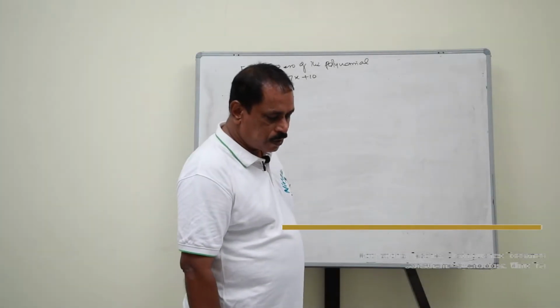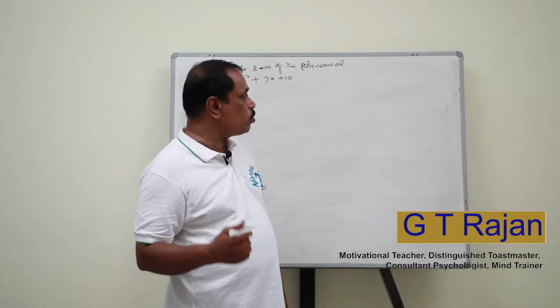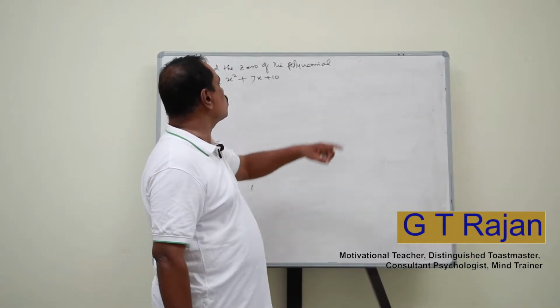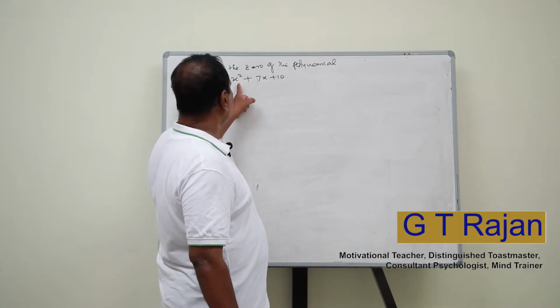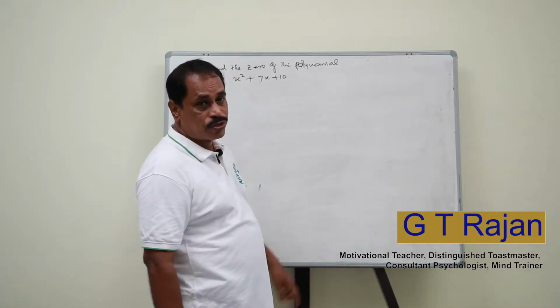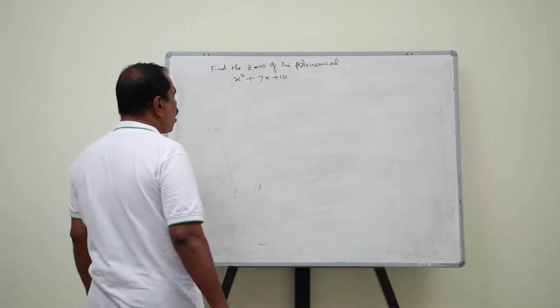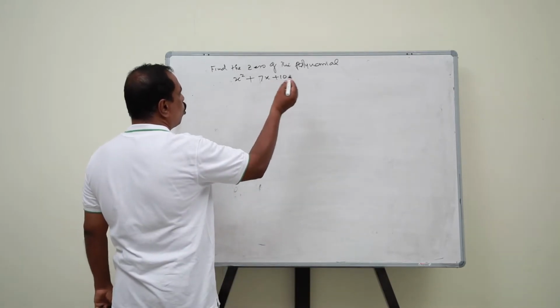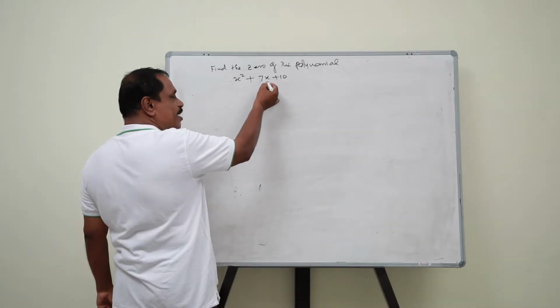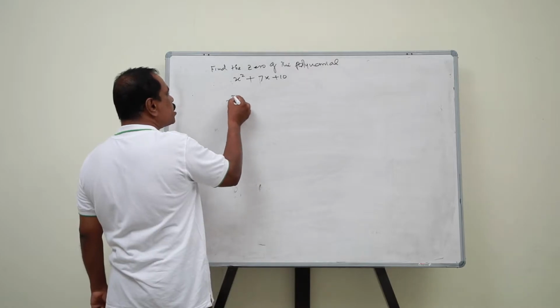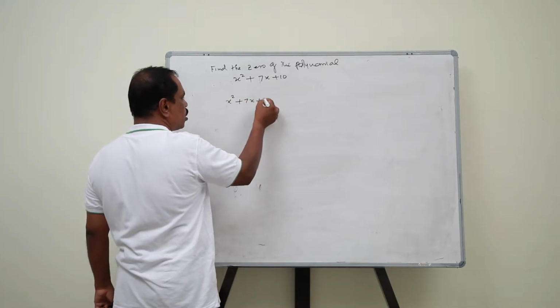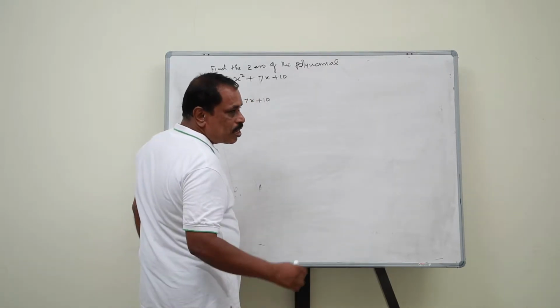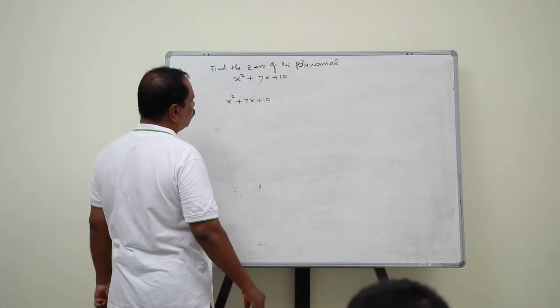Welcome back, students. Let us do one question. Find the zeros of the polynomial x squared plus 7x plus 10. Let us find the zeros of this polynomial. So when you get a question like this, you rewrite the question: x squared plus 7x plus 10. Then we will factorize that.